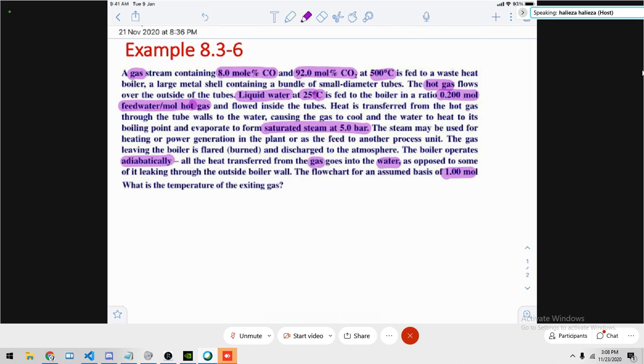We need to draw the diagram. As always, every time you have a problem, start with the diagram. Because from the diagram... Oh my God, this person is trying to call me up. Can you answer, please?